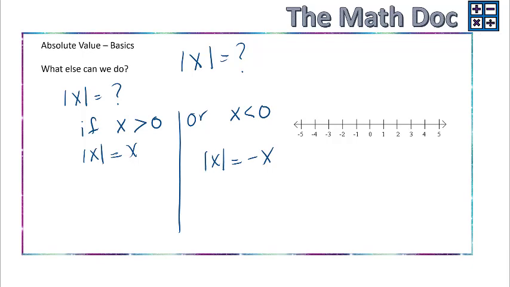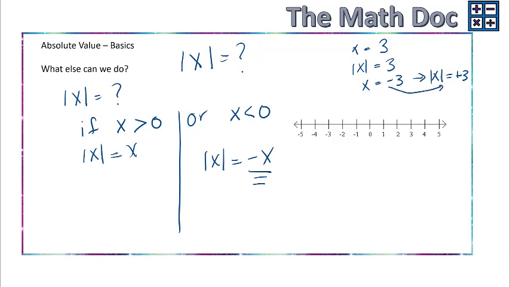Because if x, say, is a negative number, then we have to turn it into a positive number. And we do that by adding a negative, right? So if x was 3, then the absolute value of x is just 3. But if x was negative 3, then the absolute value of x is plus 3. So we've added another negative to the negative.